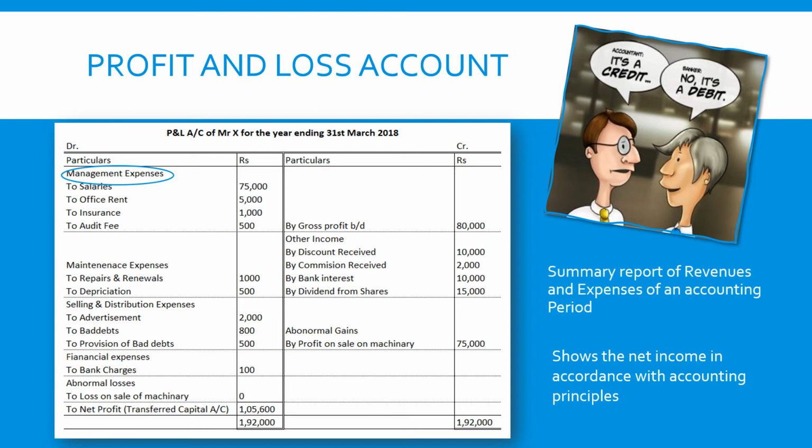Similarly, the office rent, insurance, audit fees, postages, legal charges, electricity charges for the building or offices that we would have spent, the telephone charges, or maybe the printing and stationery expenses, which are basically the indirect expenses. Those all will form part of your management expenses.